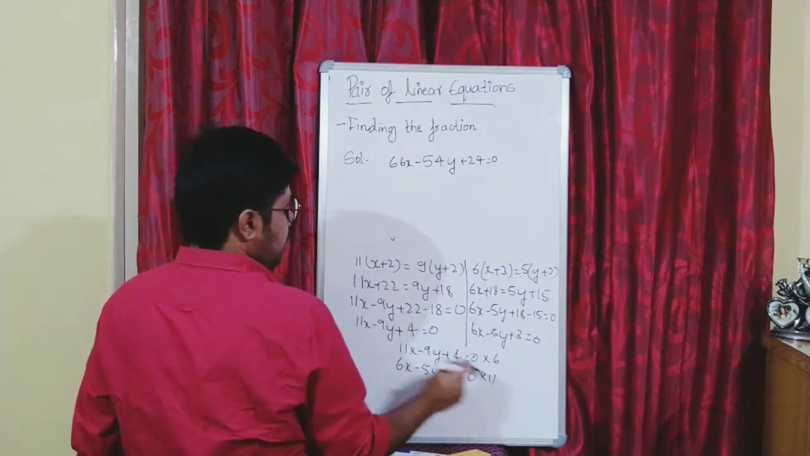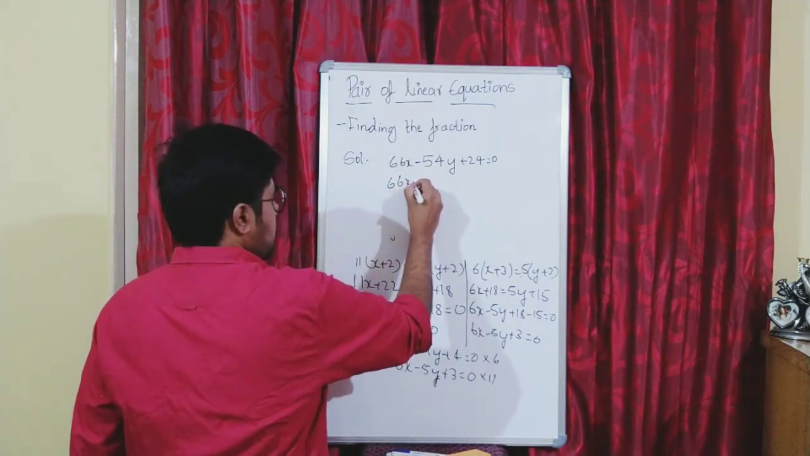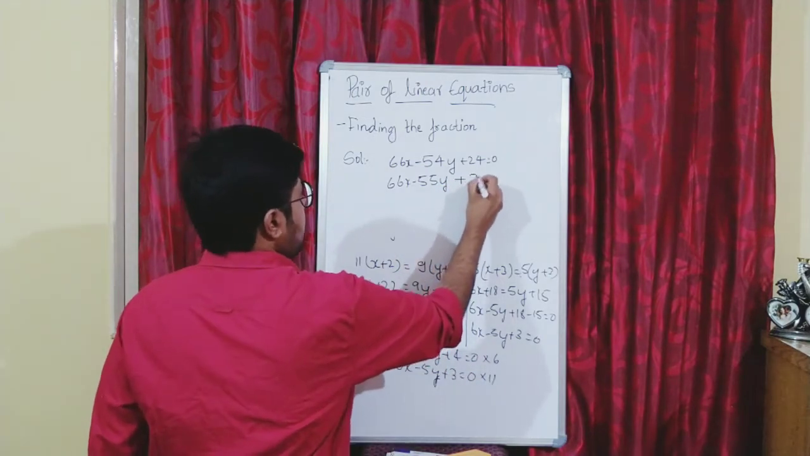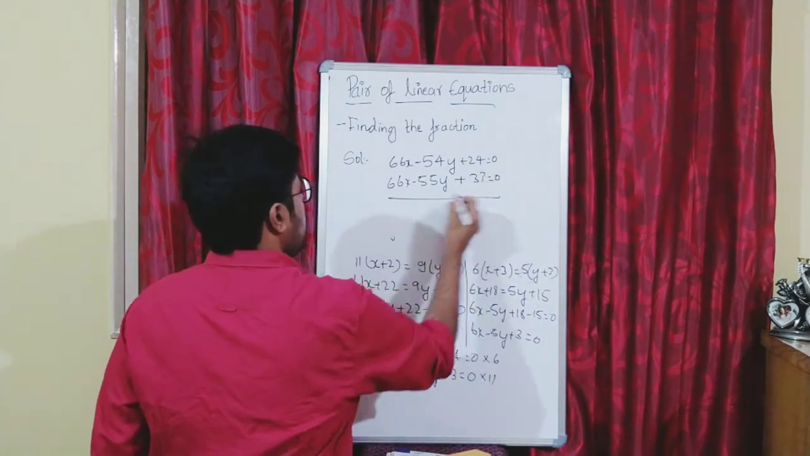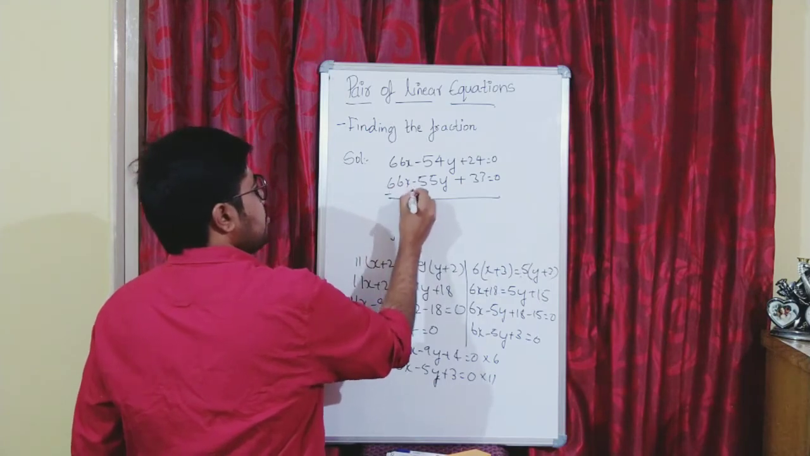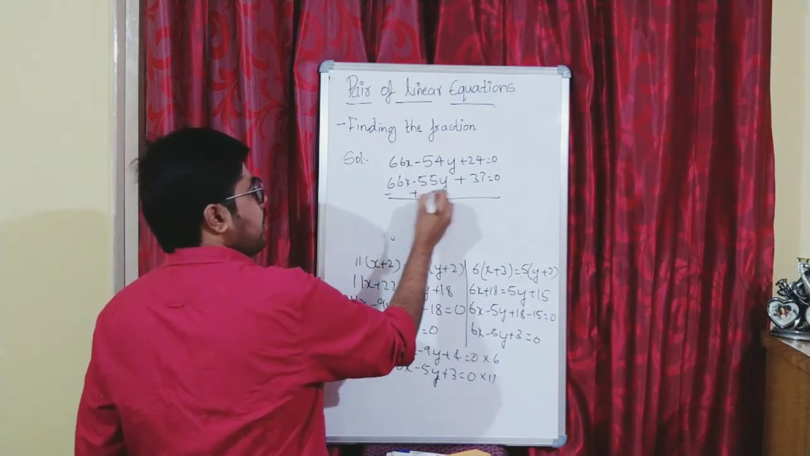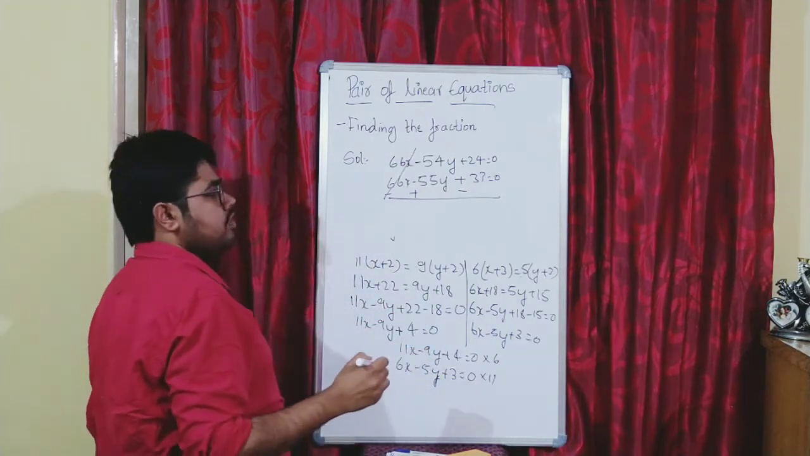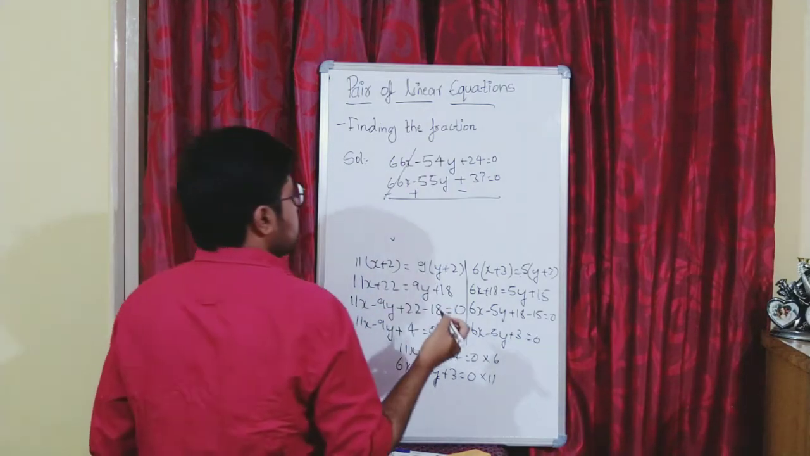Then multiplying 11, it becomes 66x minus 55y. So 11 into 3, 33 is equal to 0. Now, change the sign. Plus is minus is plus, so minus cancels. Next, minus 54 plus 55, opposite signs, so you have to subtract.